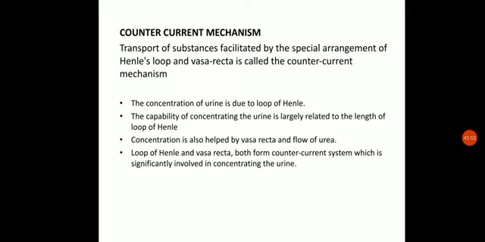Along with this, the vasa recta will also be helping the concentration, because it is responsible for maintaining the concentration gradient. The loop of Henle and vasa recta both form a counter current system, which is significantly involved in concentrating the urine. So what happens? The urine present in the loop of Henle gets concentrated due to the vasa recta, which is surrounding the loop of Henle and absorbing mostly water by counteracting each other. This is how the concentration takes place.